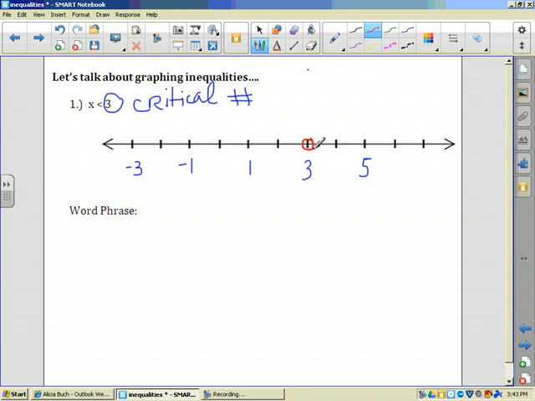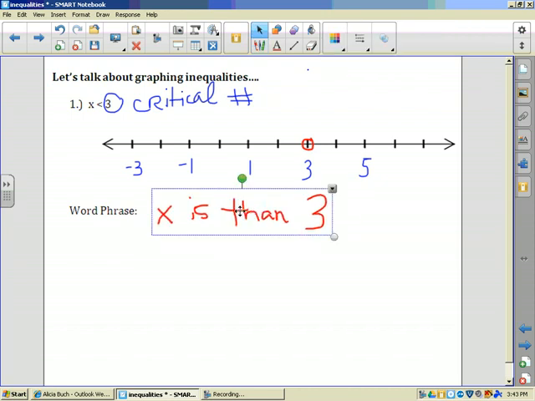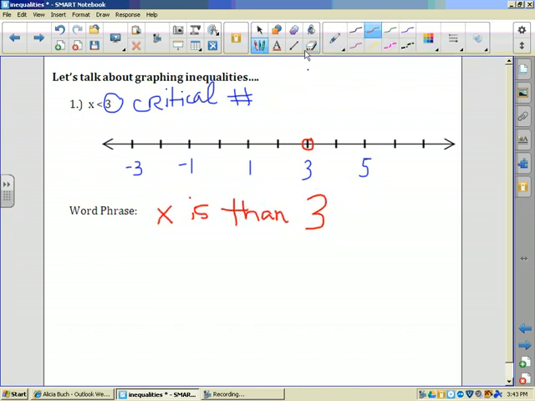Next thing we need to do is decide which direction to shade. And we do that by thinking about what this means. So I'll write next to the word phrase. It means x is less than 3. Okay, x is less than 3. So we need to think about which direction or which side of the number line shows those numbers that are less than 3. Sorry, I forgot the word less. X is less, squeeze that in there, than 3.